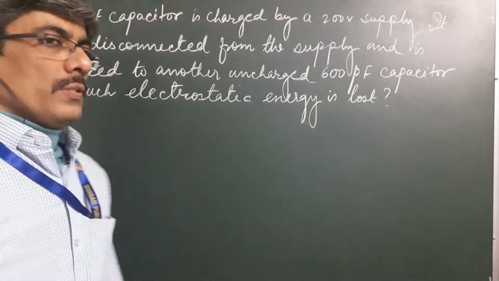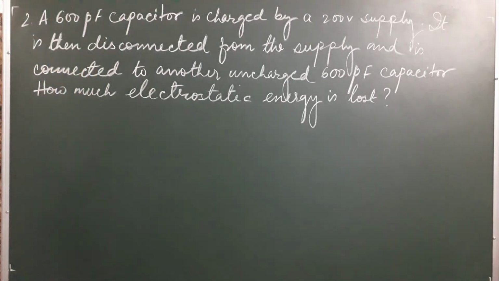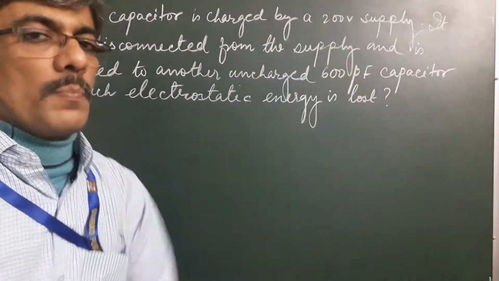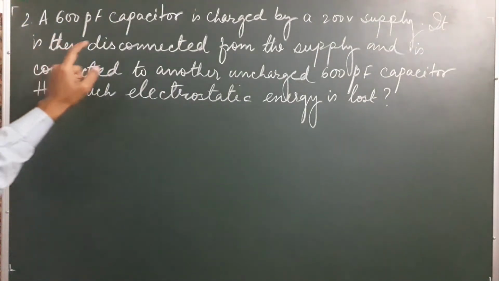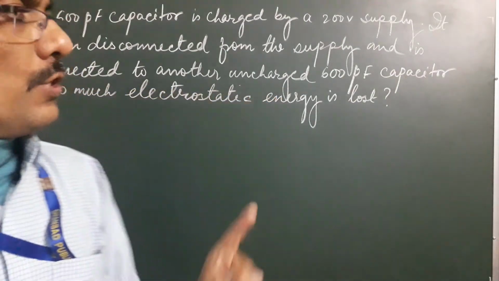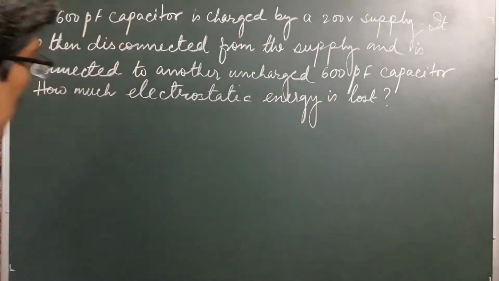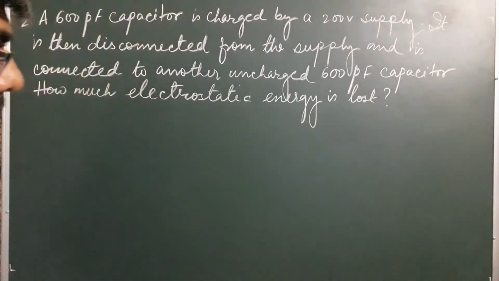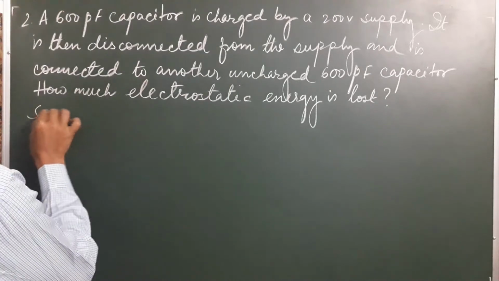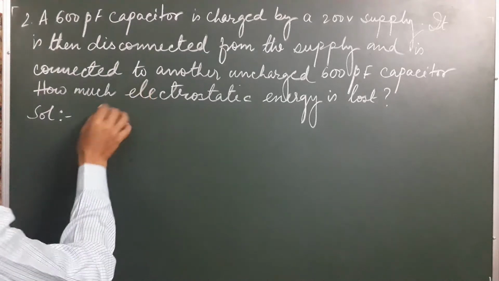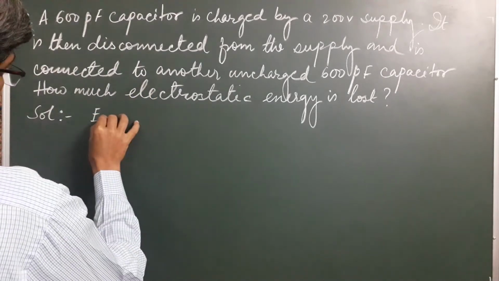The second question of today, capacitors. A 600 pF capacitor is charged by a 200 volt supply. It is then disconnected from the supply and is connected to another uncharged 600 pF capacitor. How much electrostatic energy is lost? Now, let us solve this. If you remember the expression for energy lost, you might recall this.